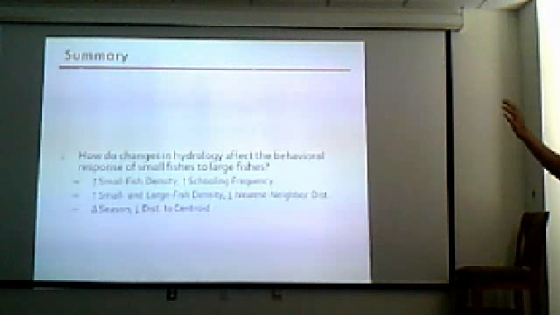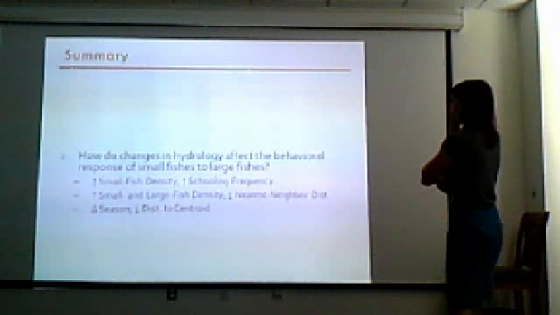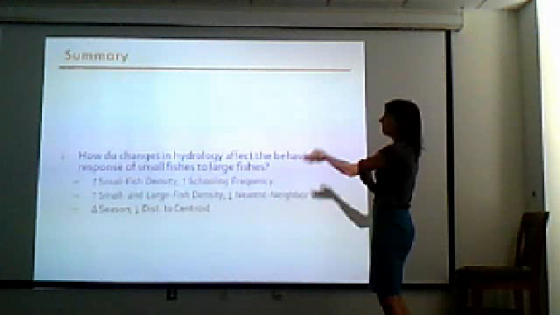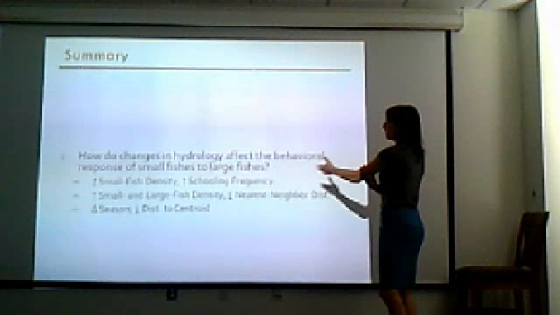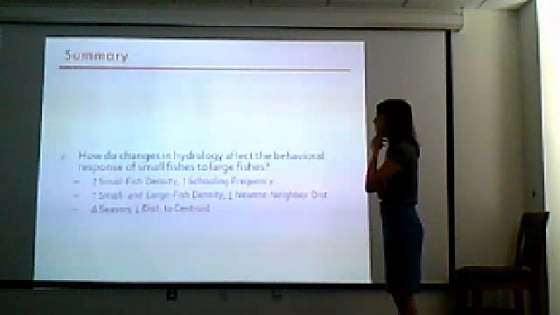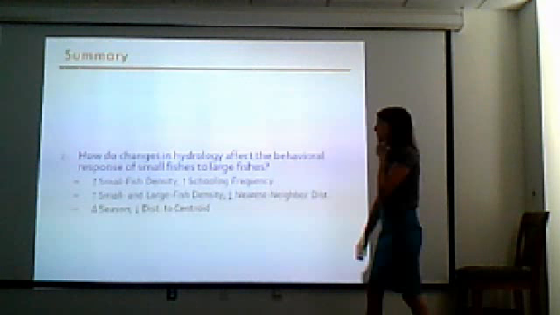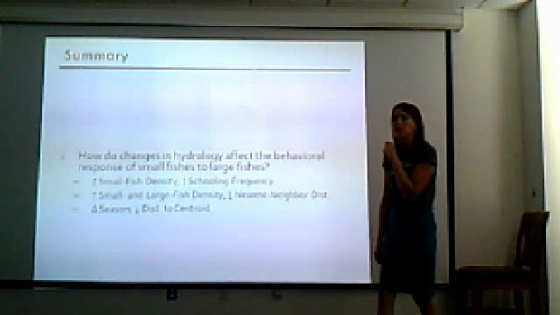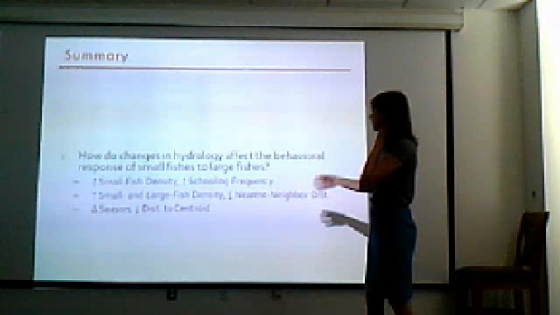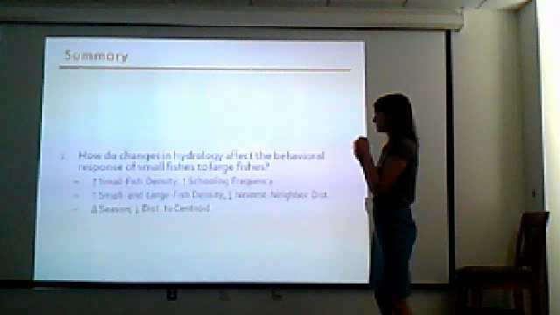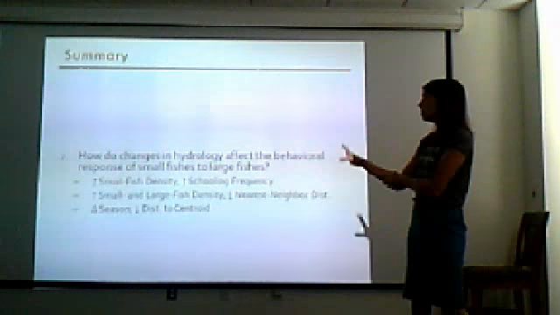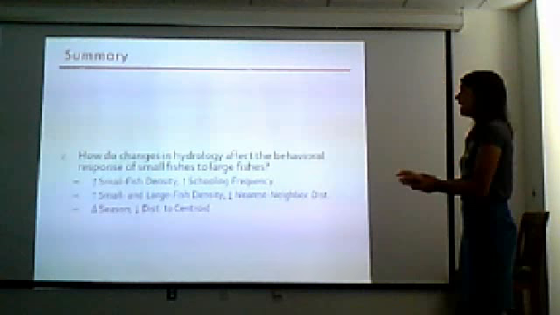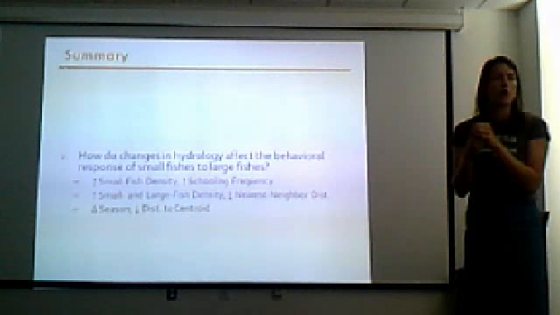So how do changes in hydrology affect the behavior? Well, it seems like the change in hydrology affected density, and then the density has then affected their behavior. So an increase in small fish density led to an increase in the probability of detecting a school, and an increase in both small and large fish density led to more compact schools with individuals closer together. And there was some evidence to suggest that a change in season led to a bit smaller distance between individuals.